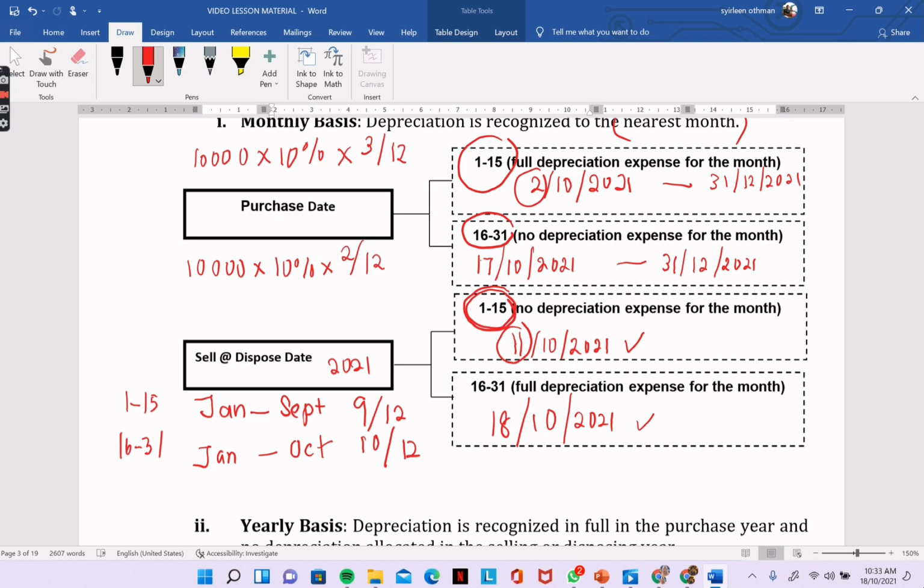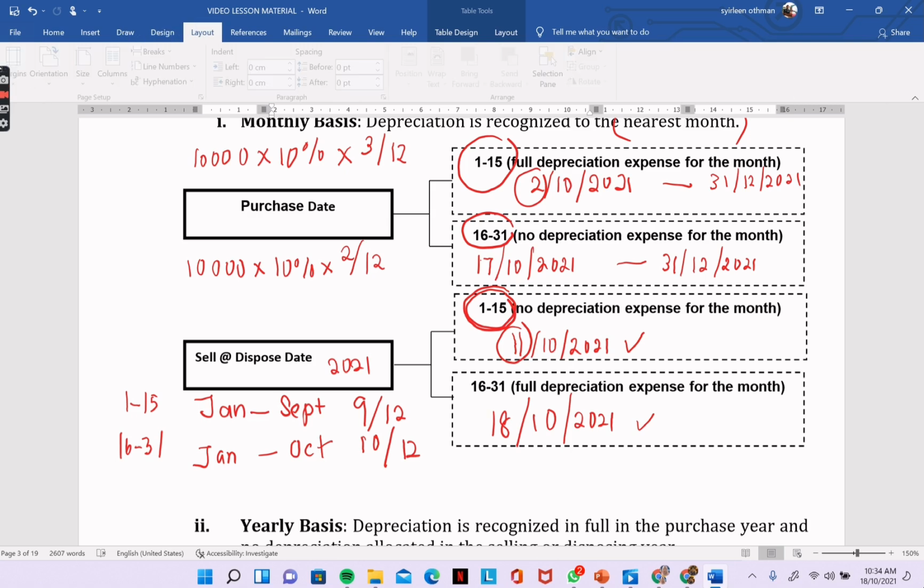Okay, alright. This is for monthly basis. So for me, monthly basis, dia justify your assets value lah. Dia beri nilai yang lebih adil because we go detail. Okay, we don't assume the asset has been used for like 1 year, even though it was only bought a few days within that particular year.